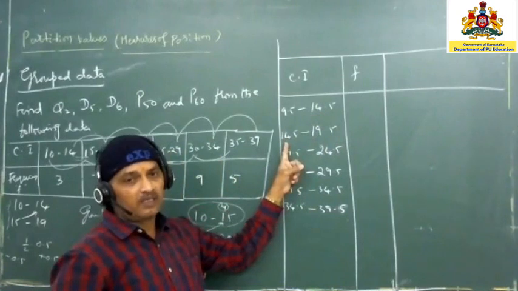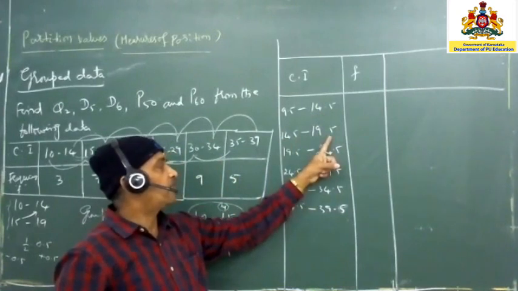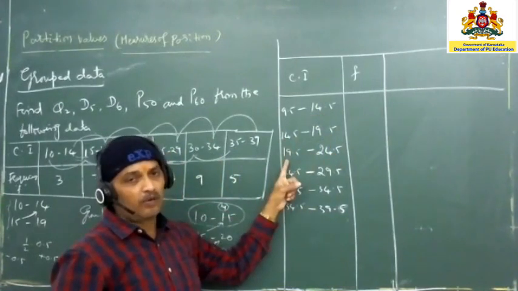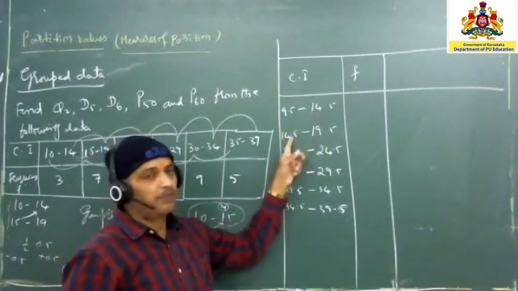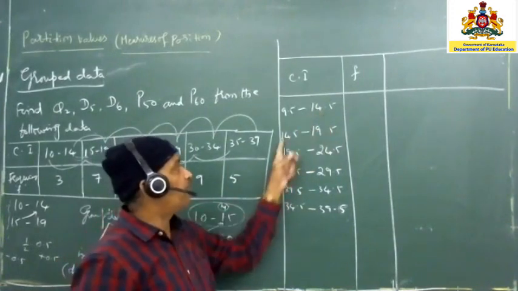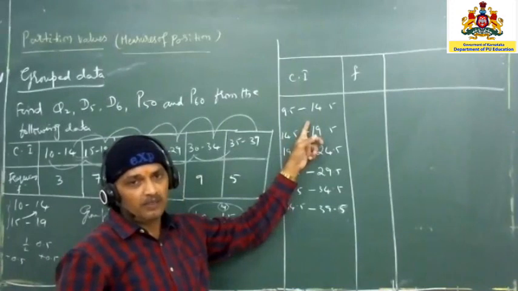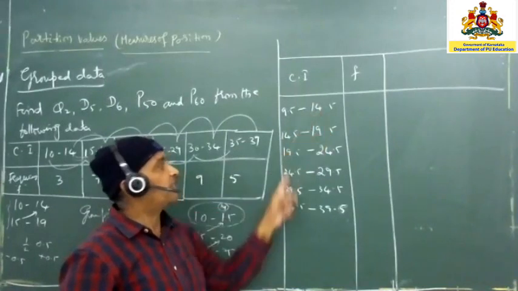It means we understood already that the upper limit of the previous class must be the lower limit of the next class. The upper limit of the previous class is going to be the lower limit of the next class only. It means now there is no gap. So 14.5 minus 14.5 is 0. So there is no gap. That's why we say it is called exclusive type.